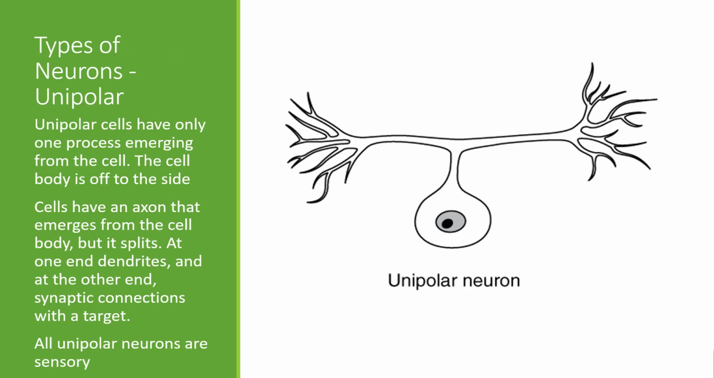Another way to be a neuron is called a unipolar neuron. These only have one process that emerges from the cell body itself, and you can see the cell body is off to the side. And then you have that one little short process, and then it kind of divides and goes both directions. So the cells have an axon that emerges from the cell body, but it splits. So you can see that in the picture. And at one end you have the dendrites, and at the other end you have the synaptic connections to the next target. All unipolar neurons are sensory, so they're incoming information about the world around you.